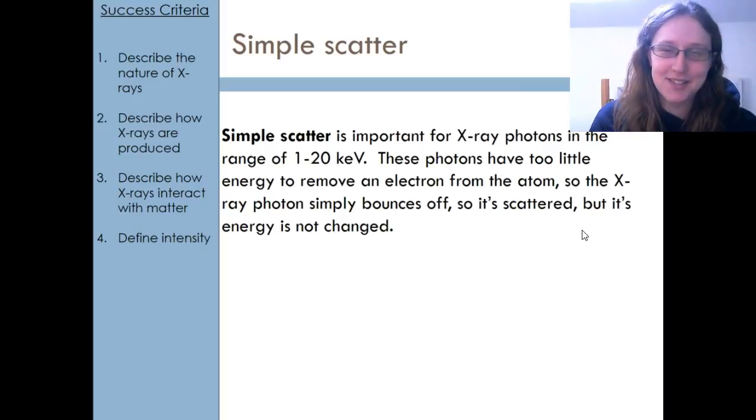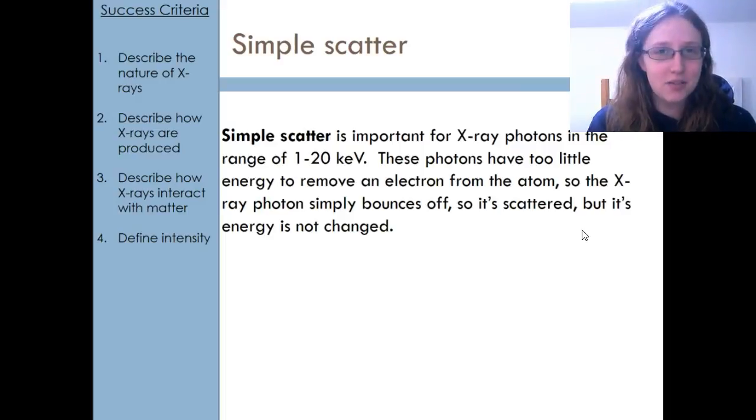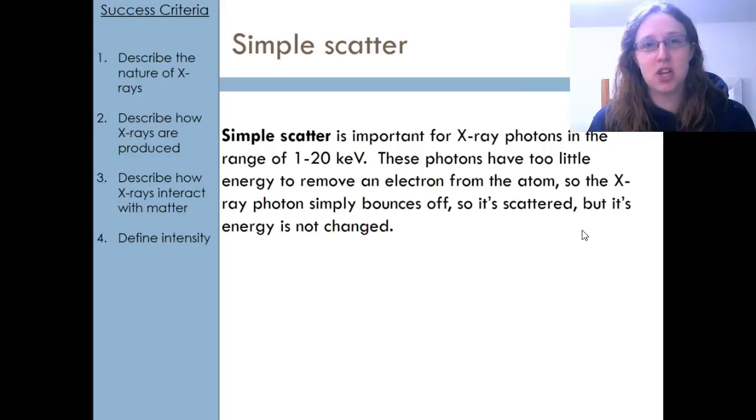So simple scatter is most important for the X-ray photons that are at very low energy. When these photons hit orbital electrons, they don't have enough energy to remove the electron. They don't have enough energy to do anything to the electron, really. They just collide with it and bounce off. So its direction is changed, but its energy isn't. So simple scatter is just where a very low energy X-ray photon hits an orbital electron and its direction is changed. Its energy, however, is not.